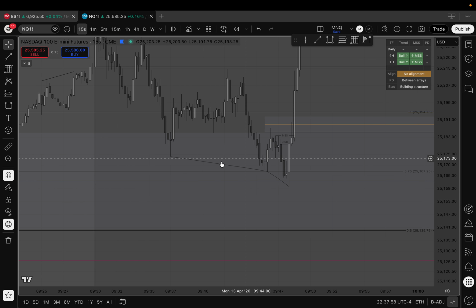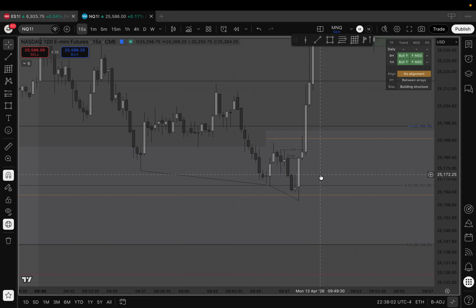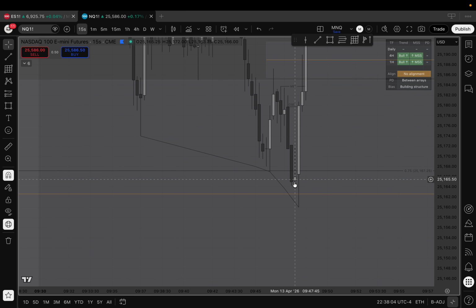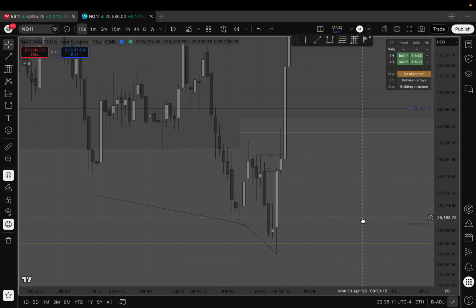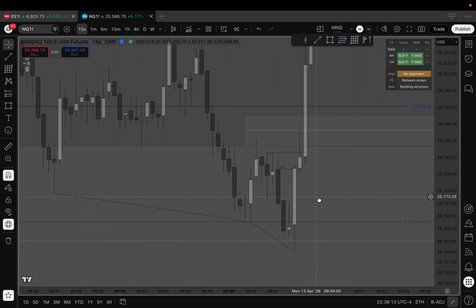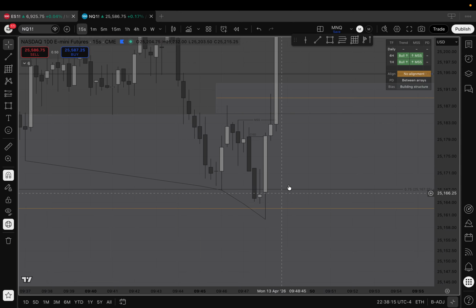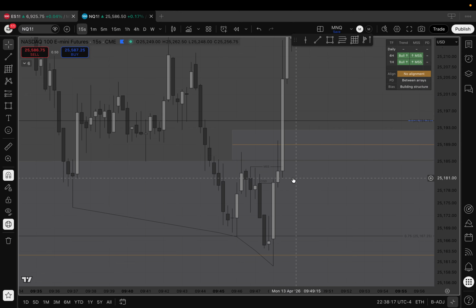This was a really sweet model. SMT here, SMT here, SMT on this entrance right here, which is just beautiful. It beautifully matches up with his model. The only thing it doesn't match up with is these wicks right here. They aren't ideal for how he typically trades, which in my opinion is fine. It's not how I trade. But change in state of delivery right here after hitting a very, very key level with an SMT makes for an ideal entry right there.